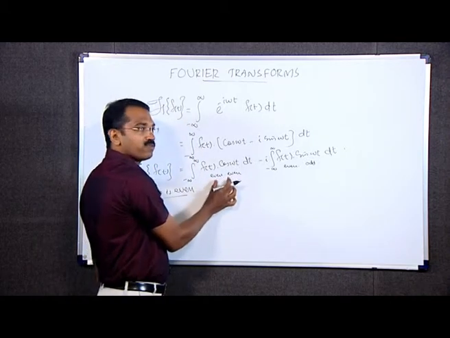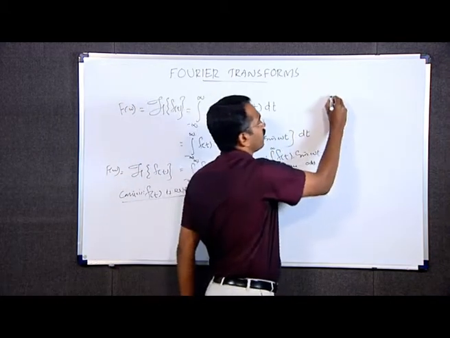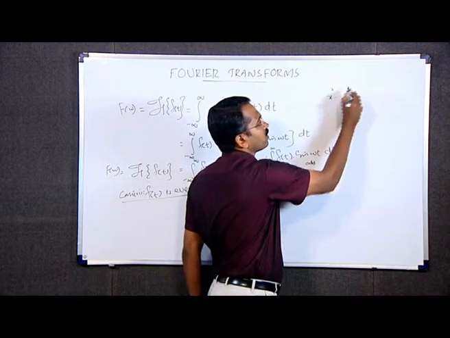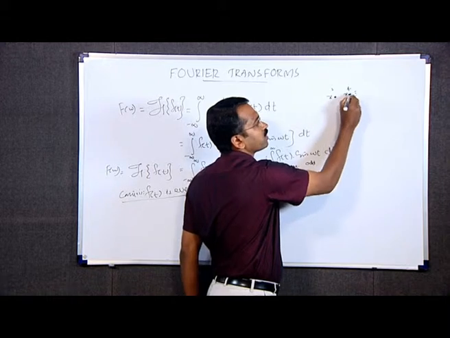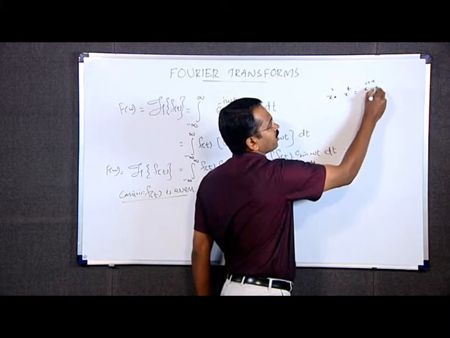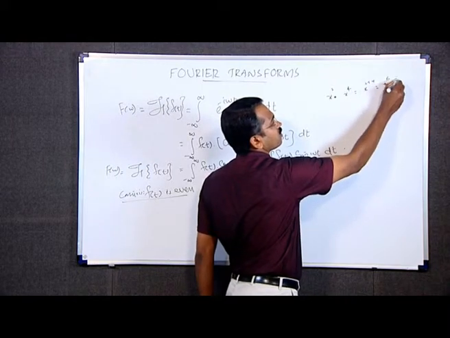Product of two even functions means, for example, x square is even, x raised to 4 is even, therefore product of this x square into x raised to 4 is x raised to 2 plus 4, that is x raised to 6, which is also even.